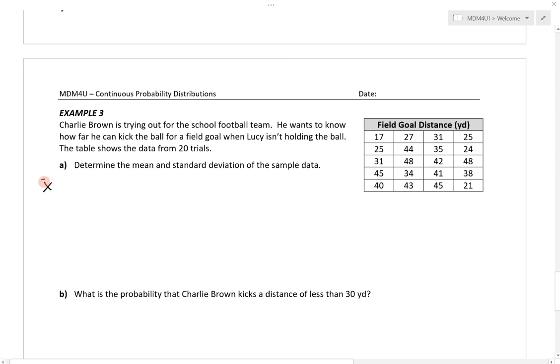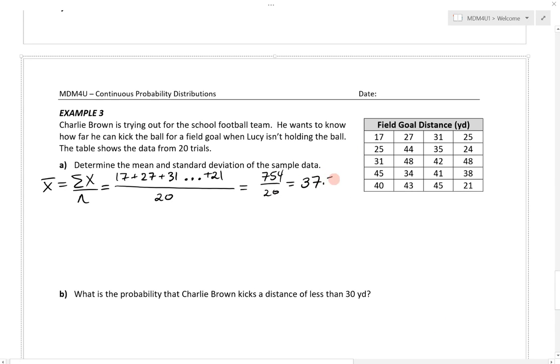So the mean value for sample data is represented by x bar, and that's equal to the sum of all the values divided by the total number of values. If I took every one of those values, 17 plus 27 plus 31, and so on, but I'm not going to write them all out. The last value is 21, and I divide by 20 because there are 20 trials. All of that would equal 754 on the top divided by 20 on the bottom, which is 37.7 yards. So that's my mean value.